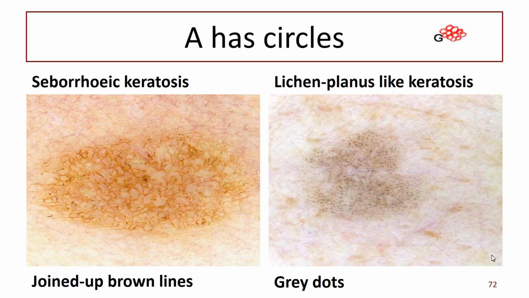So the entity that is forming these grey dots is known as a lichen planus-like keratosis. What a silly name. Emily, do you know why it's given that name?